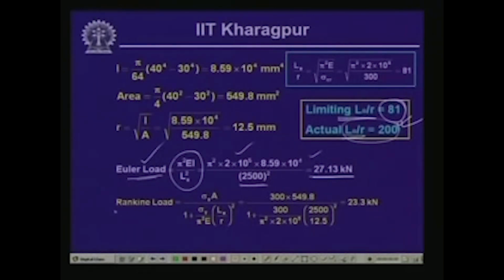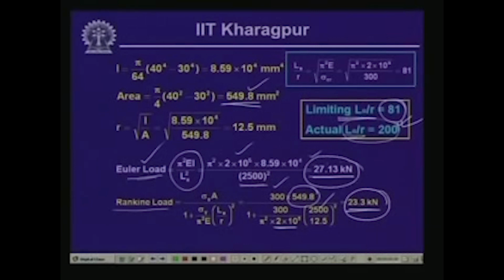Now, if we use Rankine's critical buckling load formula, sigma y again is given as 300, length is 2500, cross sectional area as we have computed is 549.8 millimeter square, and E is 2 into 10 to the power 5, we get a value of 23.3 kilonewton. Now, you see that we have two values of the critical load, one corresponding to Euler's critical buckling load and another corresponding to Rankine's critical buckling load.